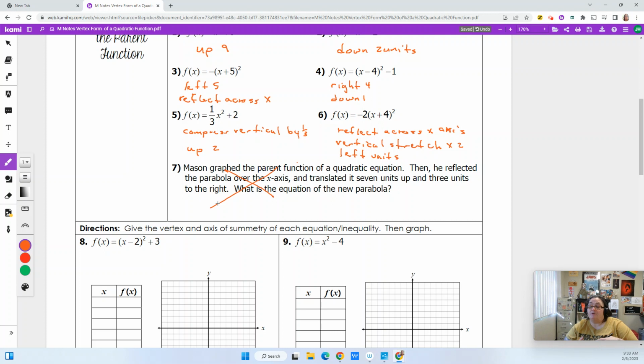Today, the problems that we're doing are already going to be put in vertex form. We are just going to show how to use the form. When I see you later this week, we're going to be converting equations into vertex form, which is much harder. So today is the easier part of the assignment.